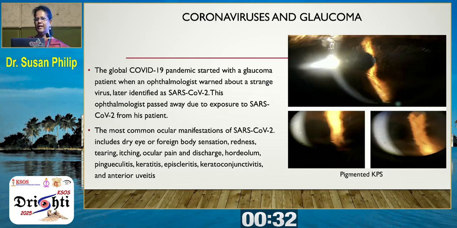And with coronavirus, we have all had anterior uveitis patients who had corona. As we all know, sadly, an ophthalmologist first reported about coronavirus, some strange virus, while he was treating a glaucoma patient, and sadly he lost his life. I mean, the ophthalmologist lost his life.